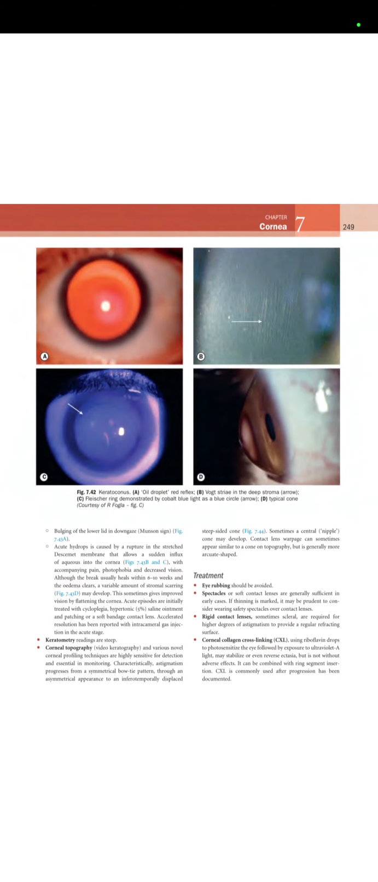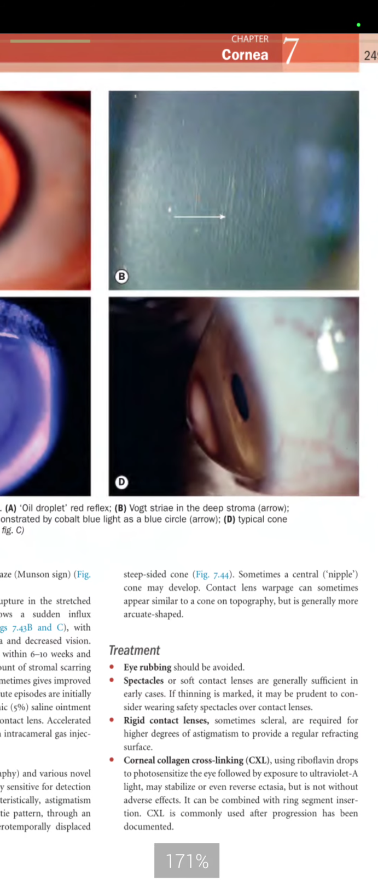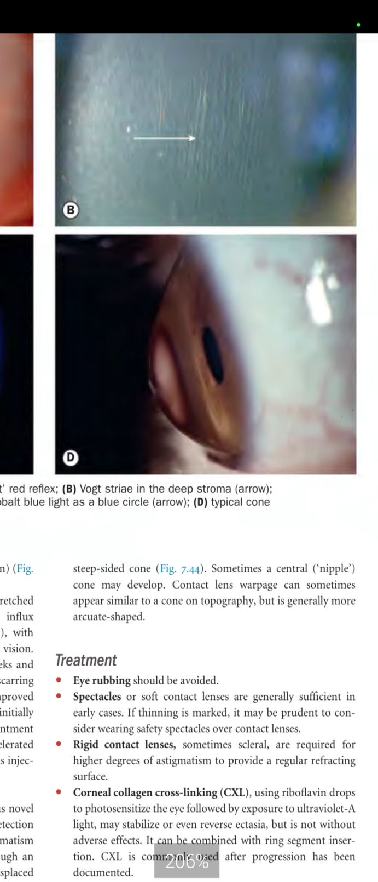You can see a thinning in the paracentral area, or you can see it in the infratemporal area as well. And you can also see astigmatism with a symmetrical bow tie pattern. So what is the treatment of keratoconus?